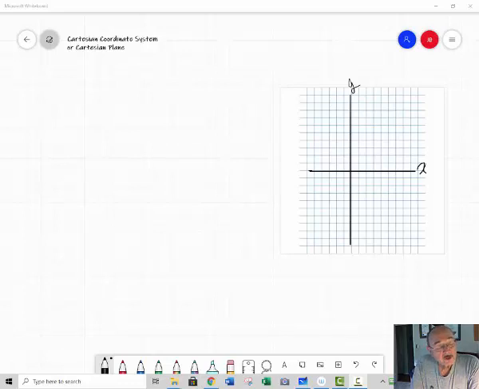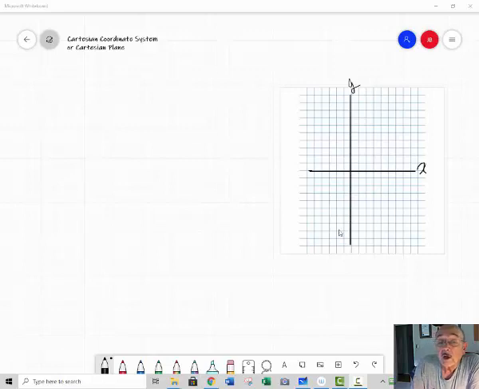Okay, this is section 9.1. We're going to talk about the Cartesian coordinate system, or sometimes referred to as the Cartesian plane. René Descartes was a famous French mathematician and basically discovered that we can do two axes here. An x-axis going across this way and a y-axis going vertically up and down like this.